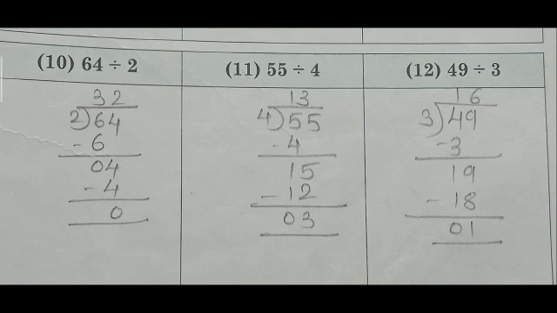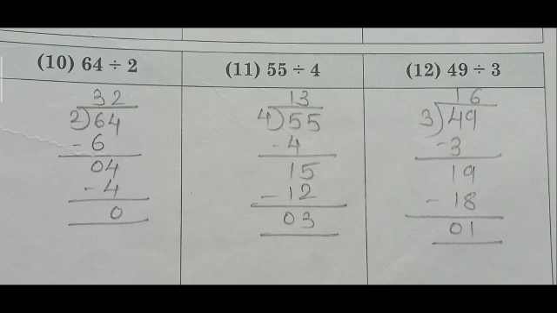It is very easy, the 10th one. You just have to see whether the first number in the dividend is greater than the divisor or less than the divisor. If it is less than the divisor, then you have to take both the dividend numbers together. But if it is greater than the divisor, then you have to do it by a single number.